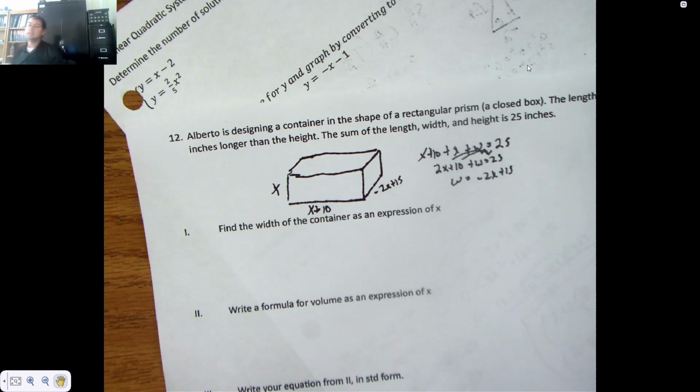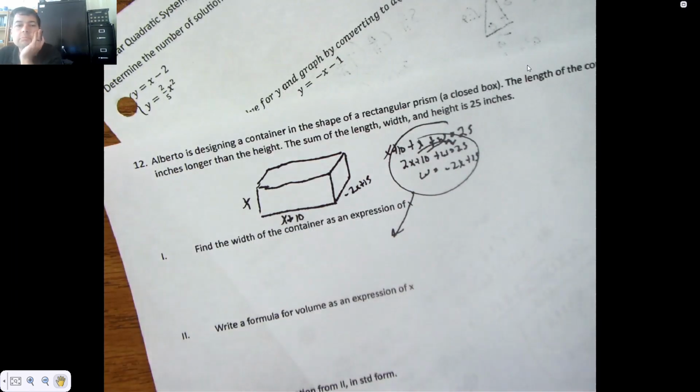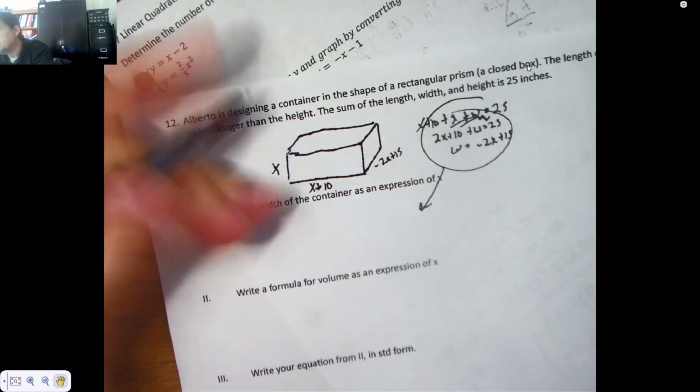All right. That work was supposed to go there, wasn't it? Sorry, I jumped ahead of myself. Write a formula for the volume as an expression of x.